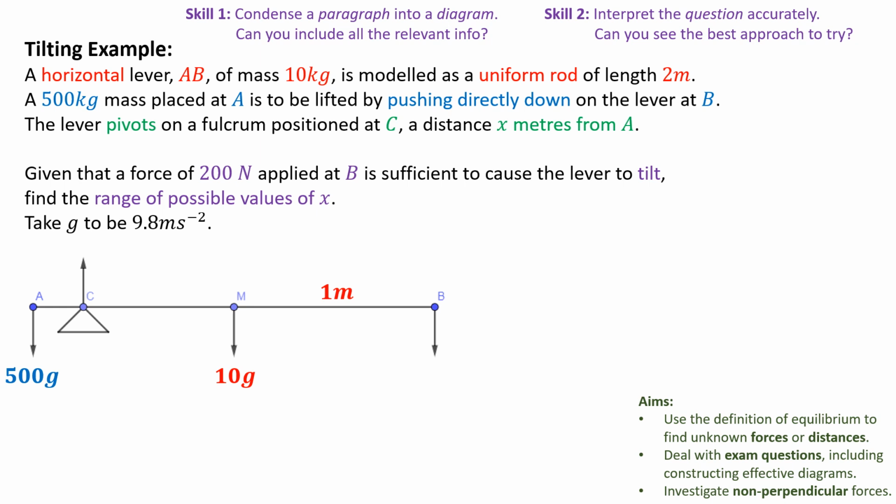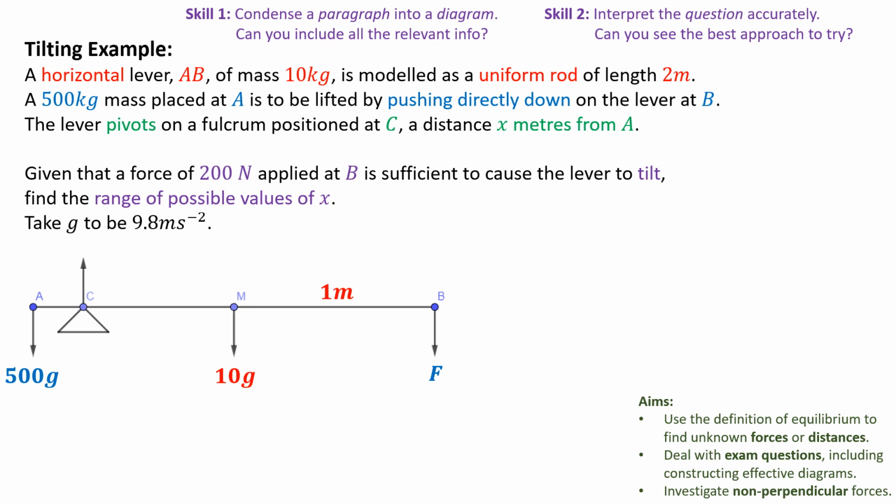From the initial diagram, it just says the lever pivots on a fulcrum positioned at C, a distance x meters from A, but the 500 kilogram mass is to be lifted by pushing directly down on the lever at B. So even reading that second sentence gives me enough information to indicate that there is a force at B. And then when we reach the later part of the question, we'll recognize that for a particular value of the force, we can work out exactly what the range of values for x would be given that it tilts.